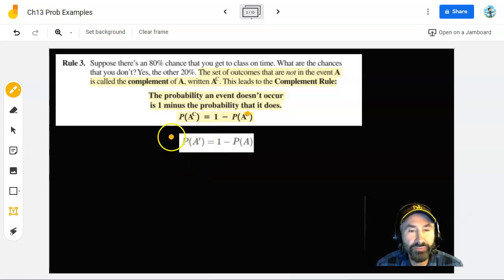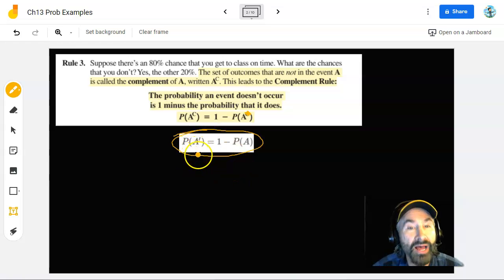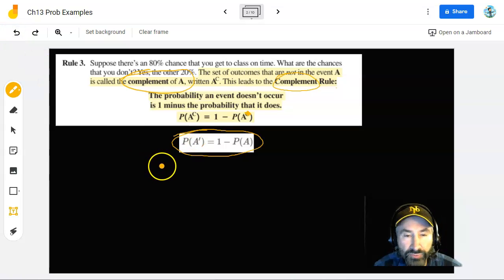A way that I see it written more commonly, certainly in high school math books, is the probability of A prime, that little dash next to the A is called A prime, is equal to 1 minus the probability of A. Again, A prime turns out to be the complement of A. The complement of A is A prime. Okay, so I'll go ahead and get rid of that circle real quick.